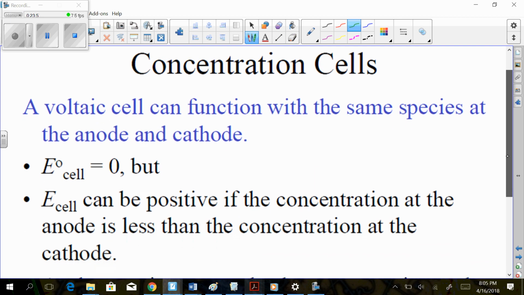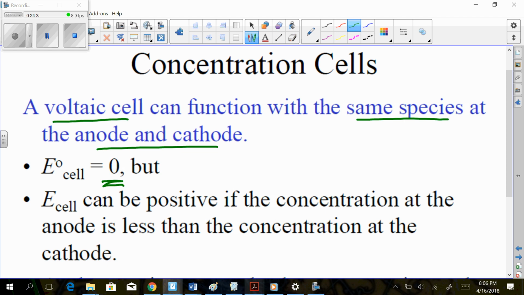And so now let's talk about concentration cells. Sometimes you can have a voltaic cell that can have the same species. What I mean by the same species is you have the same metal at the anode and the cathode, and the same solution at the anode and the cathode. So if you look up the reduction potential of one and then find the reduction potential of the other, which is the same thing, and you flip one, you add the two and you get a cell potential of 0.